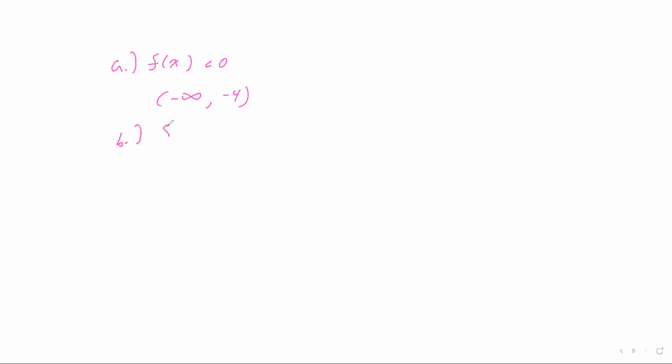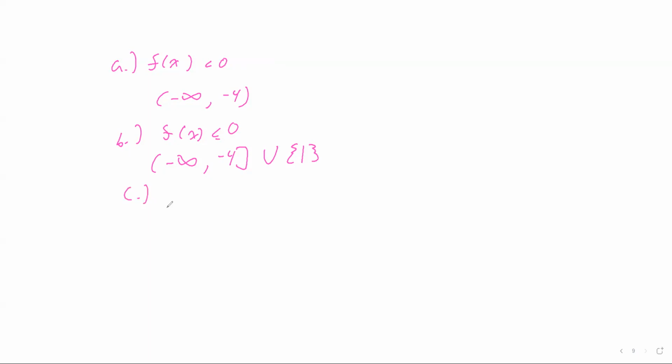Part B says f of x less than or equal to 0. So now it's going to be -infinity to -4 with a bracket, because I want to know when it's also equal to 0. And to piggyback on that, since it says equal to 0, if you look, it does cross or touch at 1. So you would actually say union, little squiggly bracket, and then 1, because it does touch 1.